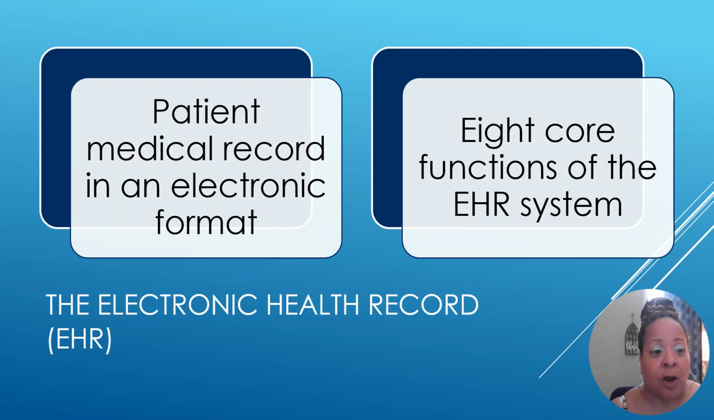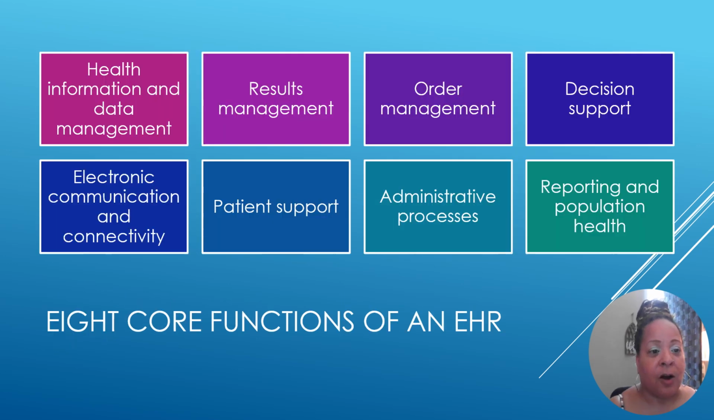Okay. All right, patient medical record in electronic format, and there's 8 core functions of the EHR system. So your health information and data management. You have results management, order management, decision support, electronic communication and connectivity, patient support, administrative processes, reporting, and population health. These are what the functions are of that electronic health record.